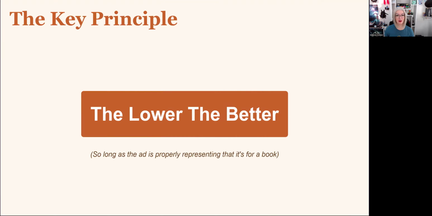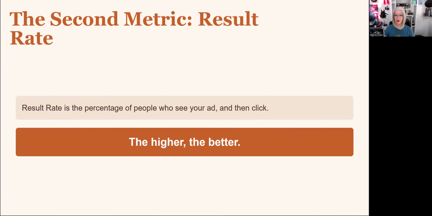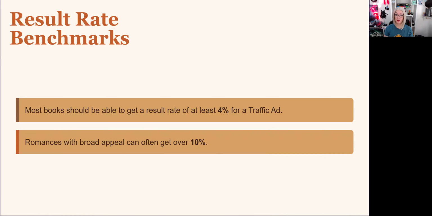All right, our second metric is result rate. Result rate is the percentage of people who saw the ad and then clicked. Here, it's the higher, the better. Most books should be able to get a result rate of 4% for a traffic ad, and then romances will probably have a result rate of over 10% a lot of times, especially steamy, dark romances.